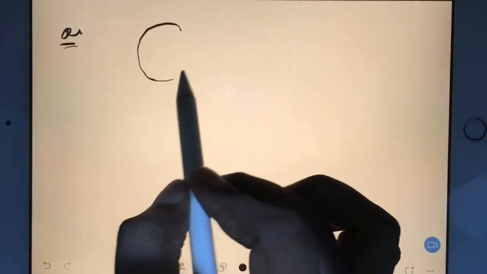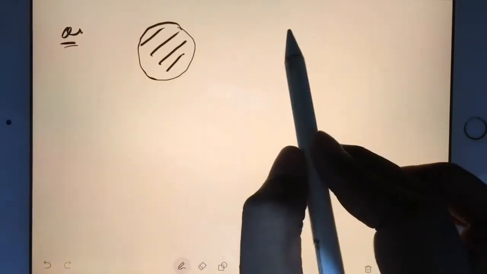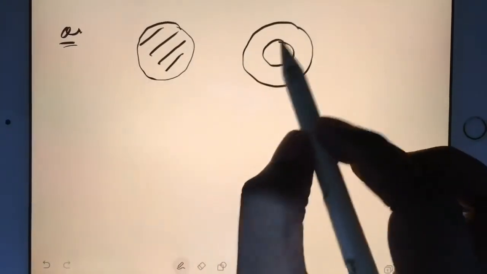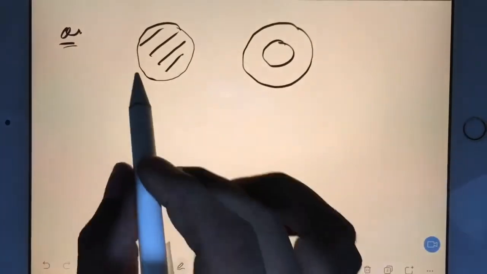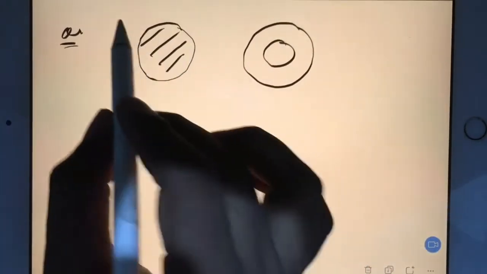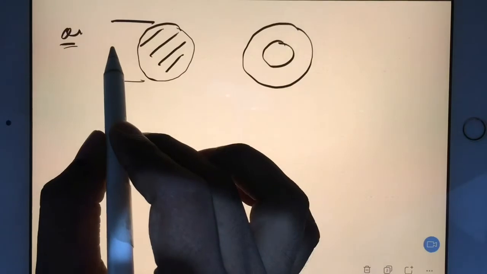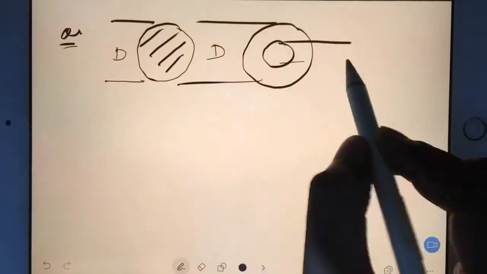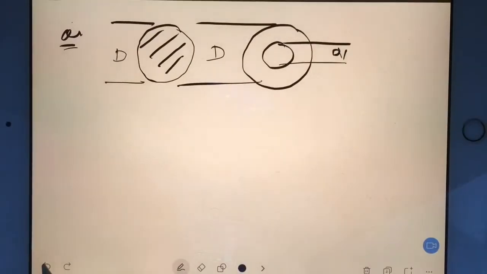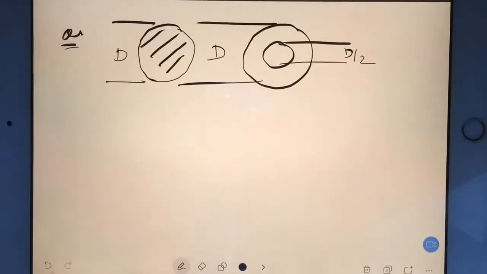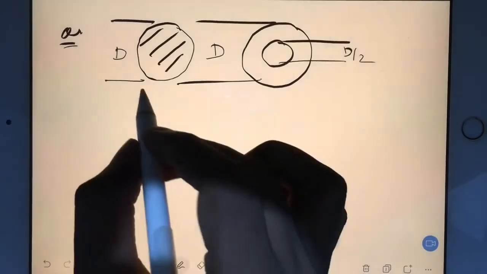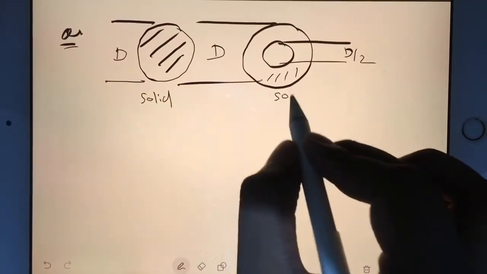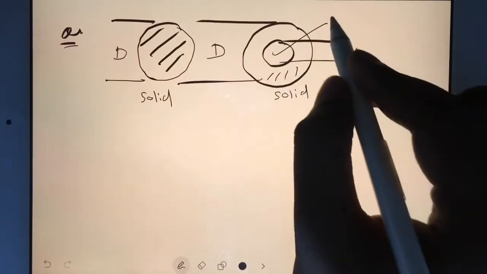Suppose you have a circular shaft, and suppose you have a hollow shaft. In this, I consider the total diameter as D and the other total diameter as D, but this small inner diameter is D by 2. Draw this diagram like this, and right here this portion is solid, and this portion is hollow.